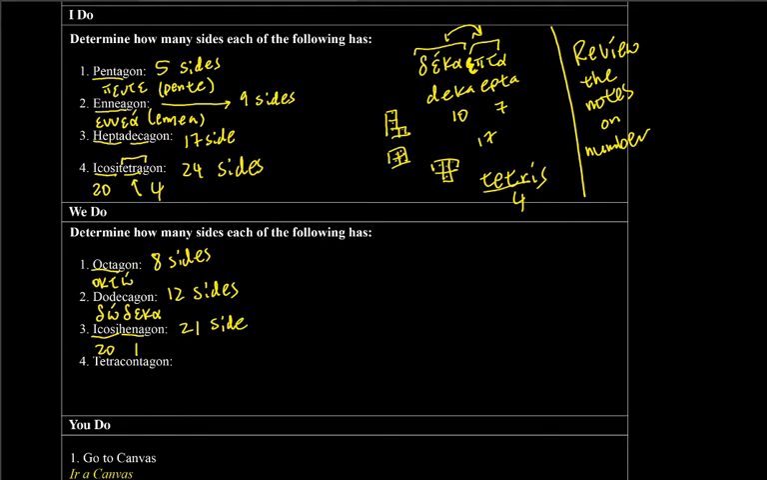Tetracontagon. Remember the nta. Remember that thing when we were comparing it to something like cuarenta, nta. That's where that comes from. Cuarenta, 40. So tetraconta. Tetra, 4. Conta means like times 10. So this is 40. Tiene 40 lados.